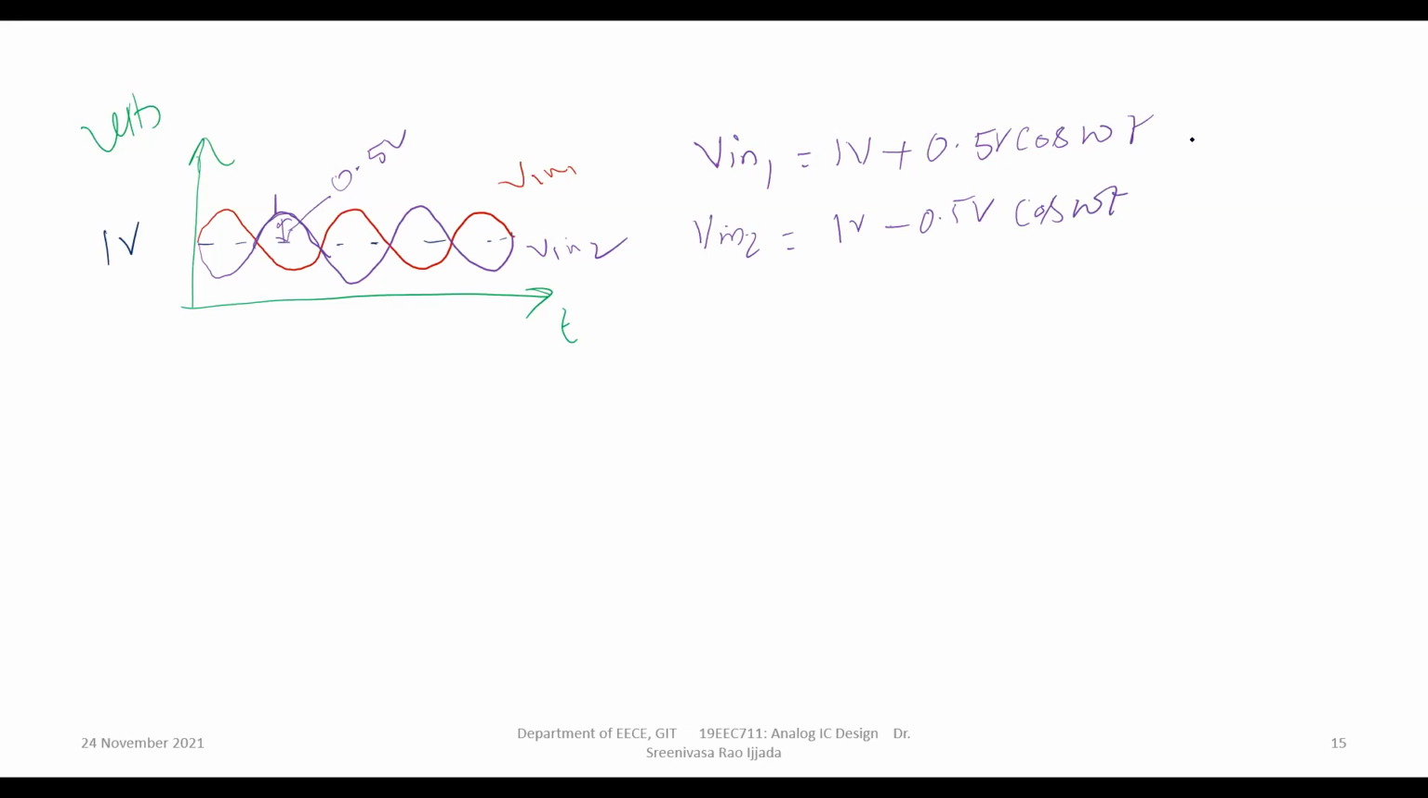Got it? Cos also no issue. So what is the VCM? VCM is equal to 1 volt. What is the VCM formula? V1 plus V2 by 2.